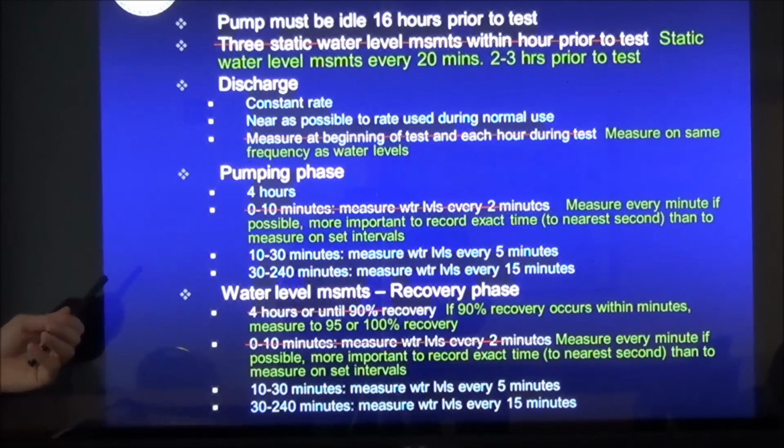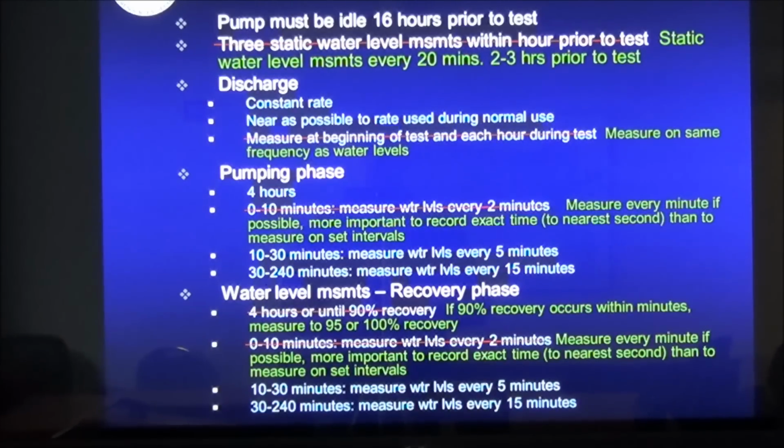We'd like to measure every minute for the first 10 minutes. That's just because drawdown is so rapid during those first few minutes, and there's the potential that you may have some near well boundaries which would influence the drawdown. You may not see that if you're only measuring on 2-minute intervals.